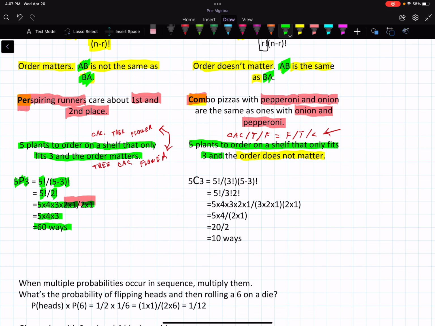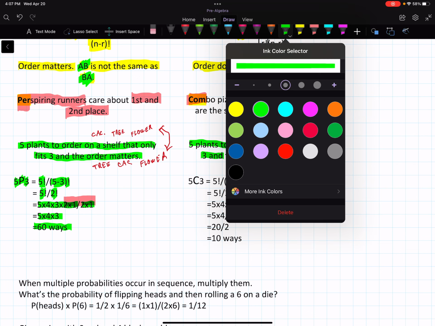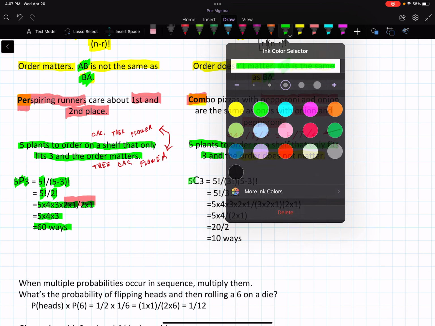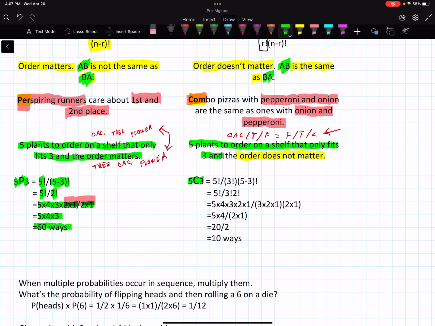Now on the right-hand side, we're going to do the same thing, but this time 5C3. The C is different than the P. That tells us that the order doesn't matter, so we still have the same 5 factorial on the top. We have the same 5 minus 3 factorial. What's new now is we have the 3 factorial, which comes from this number right here.